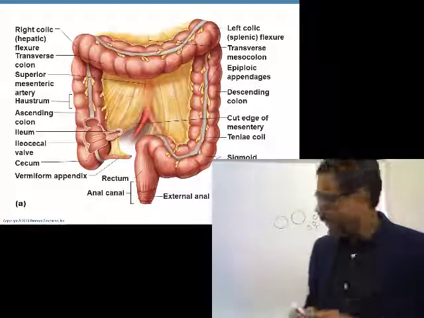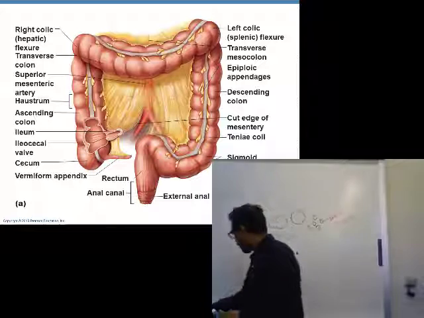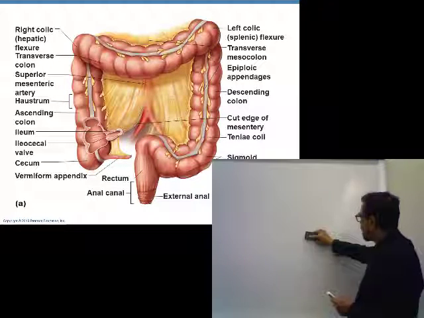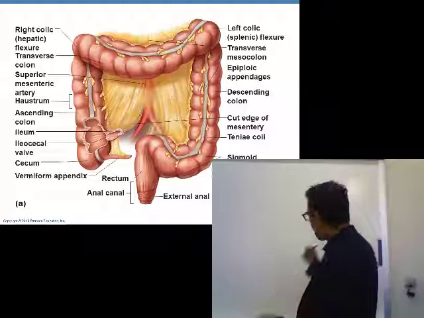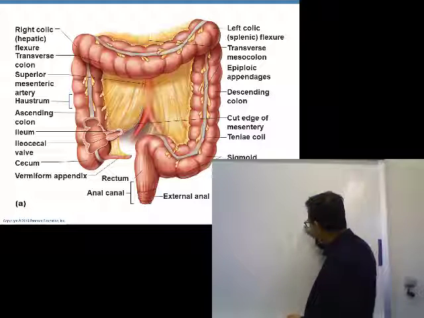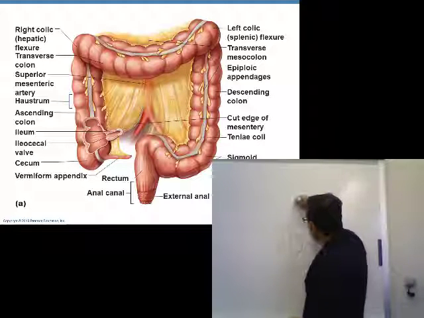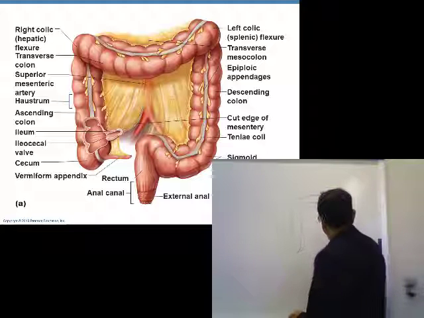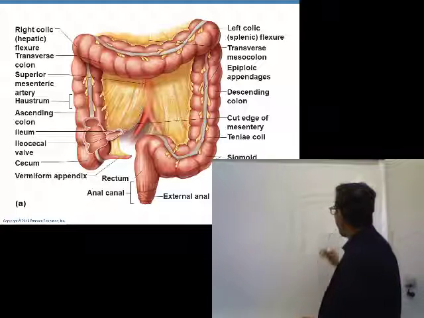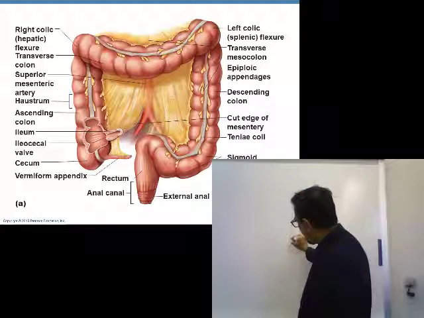Large intestine. Large intestine consists of few structures. So what are the parts of your large intestine? First part is the cecum, then ascending colon, transverse colon, descending colon, then sigmoid colon. So this is the first part of large intestine, cecum.